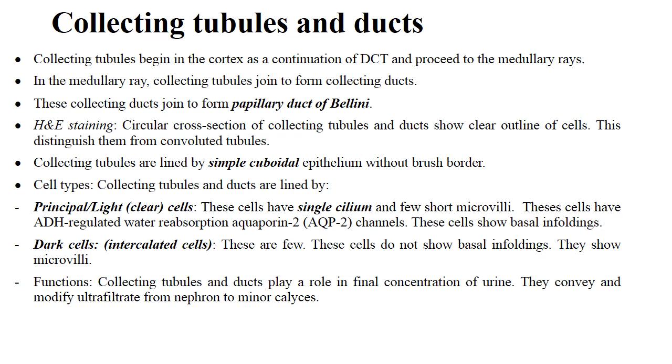Cortical tubules are located in the medullary ray. Medullary tubules are formed by the union of cortical tubules. When we see the collecting tubules under the microscope by routine H&E staining, the circular cross section of collecting tubules and ducts shows a clear outline of cells. This distinguishes them from the convoluted tubule.